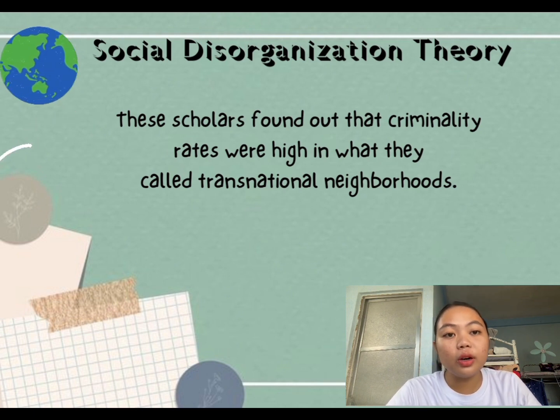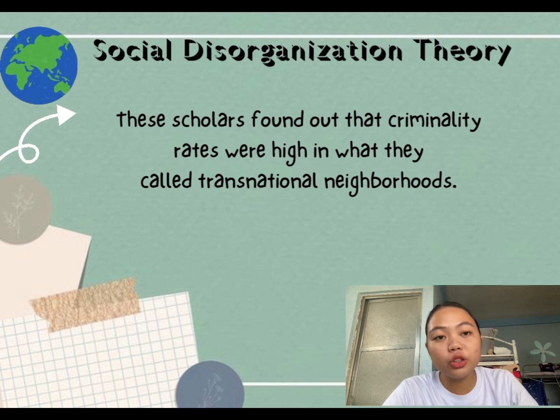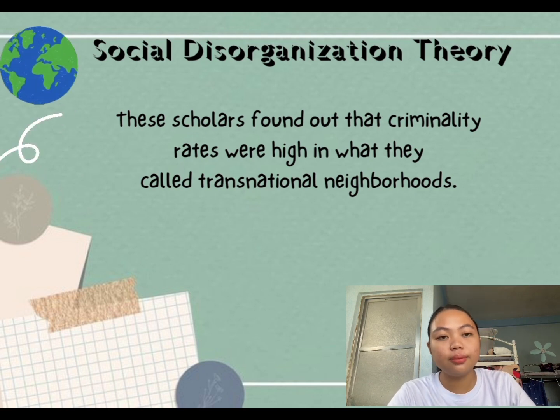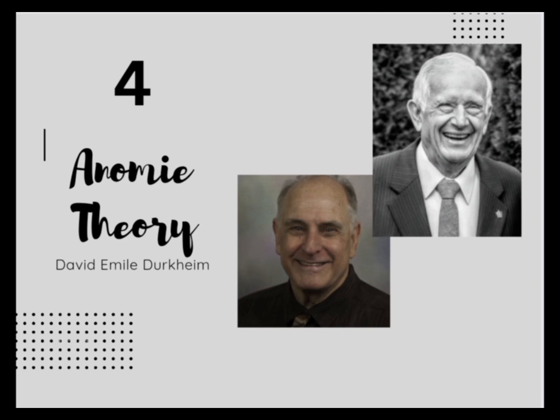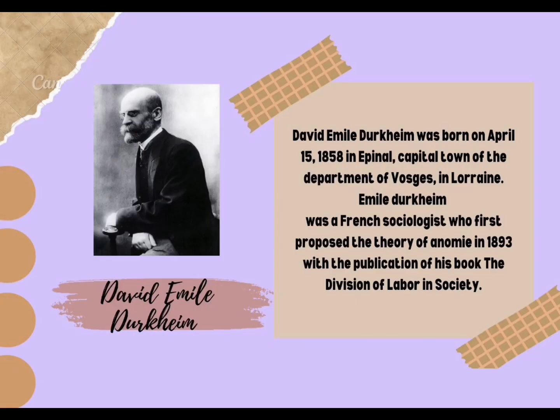So, yun po ang sinasabi ng theory nina Clifford Shaw at Henry McKay. Number 4, Anomie Theory of David Emile Durkheim. David Emile Durkheim was born on April 15, 1858 in Epinal, capital town of the Department of Meuse in Lorraine. Emile Durkheim was a French sociologist who first proposed the theory of anomie in 1893, with the publication of his book, The Division of Labor in Society.